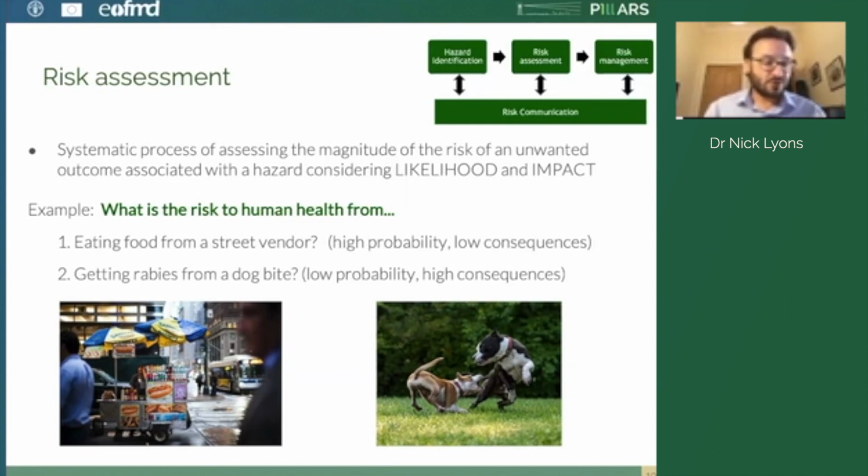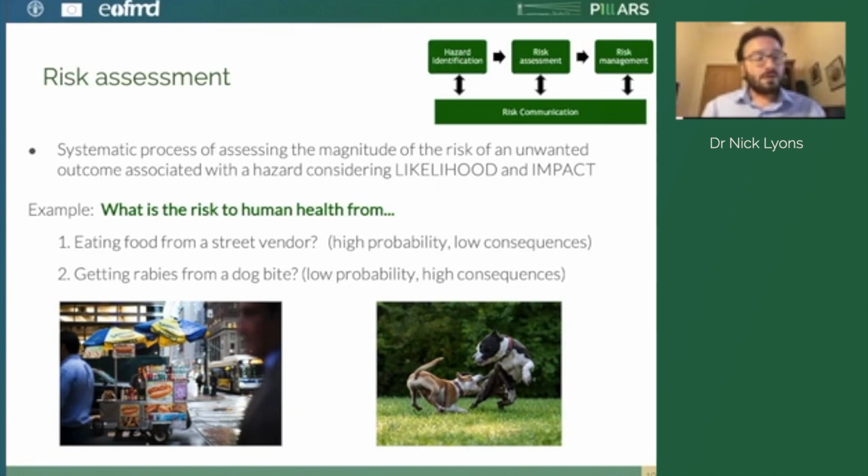Now, obviously, there's good and bad street vendors. I'm not saying they're all the same, but you might say, well, okay, there's a reasonably high probability of being exposed to some pathogen in the food. But the consequences are reasonably low. You might get some small gastrointestinal upset, but it's generally low consequences. So you might say that is a high probability, low consequence risk.